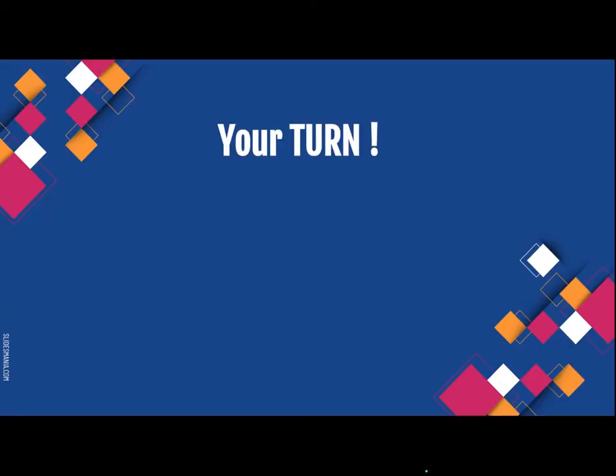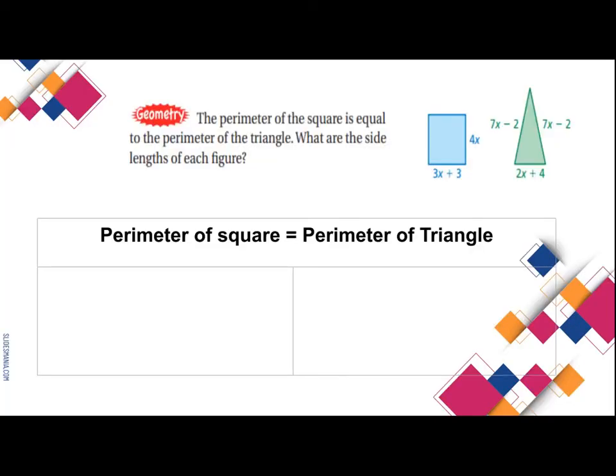Now it's your turn. The question reads, the perimeter of the square is equal to the perimeter of the triangle. What are the side lengths of each figure? So here we set you up telling you that the perimeter of the square is equal to the perimeter of the triangle. So to find perimeter, you add all the sides. So you need to add all the sides of the square, add all the sides of the triangle, and both of those amounts are going to be equal to each other. Write an equation to solve.